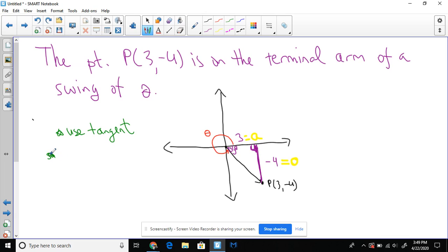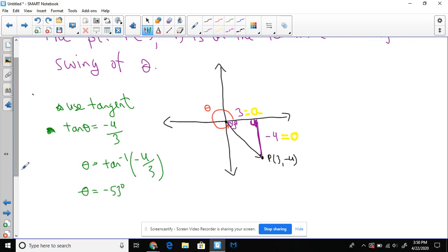So here I'm going to have, oops, not sine. I said use tangent. So tan of theta is going to be opposite over adjacent. Now, when you plug this into your calculator, depending on which one you're using, the answer you get may be kind of weird. So I will figure this out on my calculator, as should you. Okay, so I got theta equals around negative 53 degrees, okay?